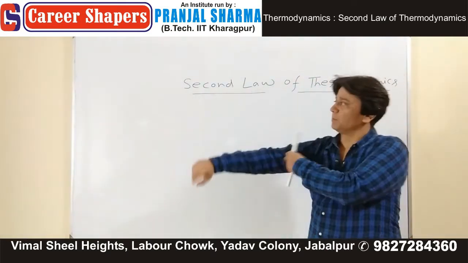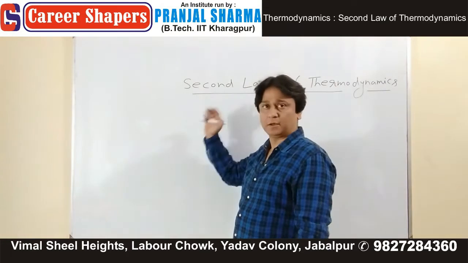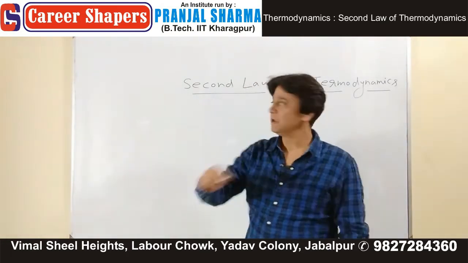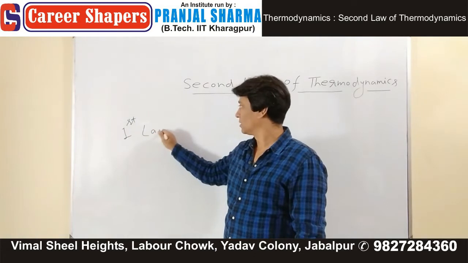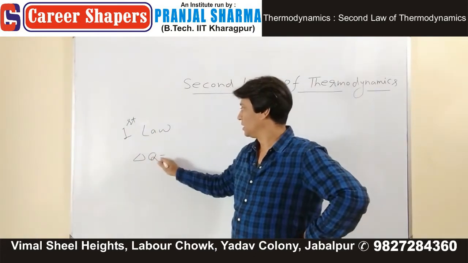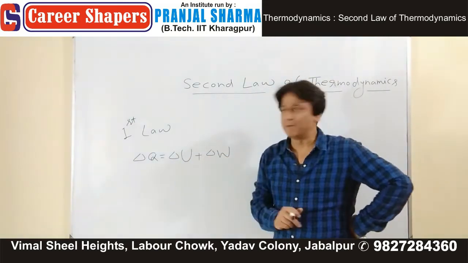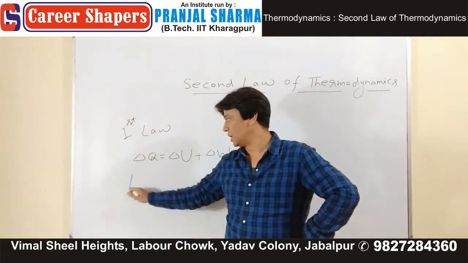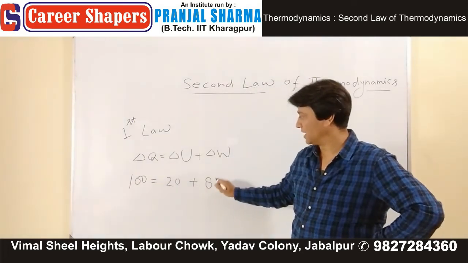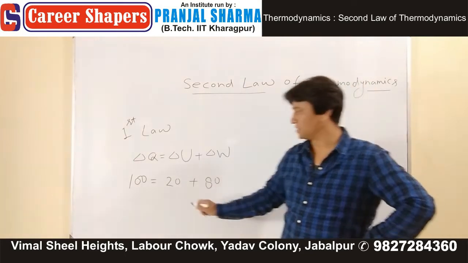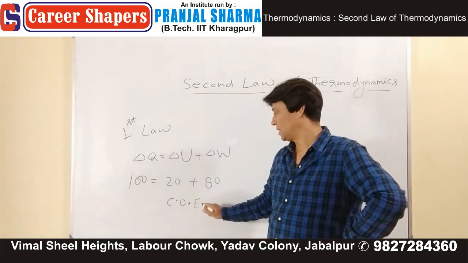Let's understand the first law once again. It will tell us why we need a second law and what the second law basically is. The first law is delta Q equals delta U plus delta W. And I hope you remember when I told you that suppose I give you 100 rupees, you keep 20 rupees and you give 80 rupees to someone else, which is nothing but conservation of energy. So this first law is all about conservation of total energy.